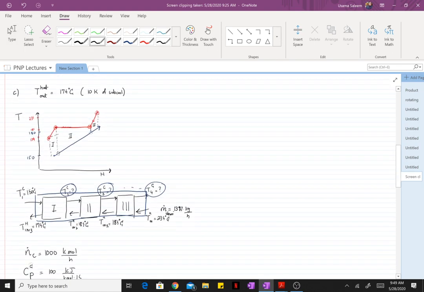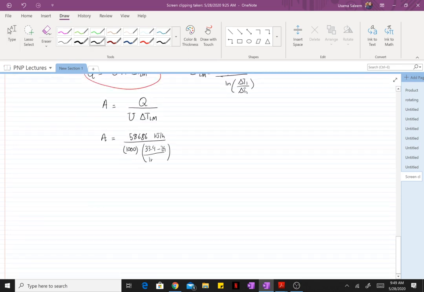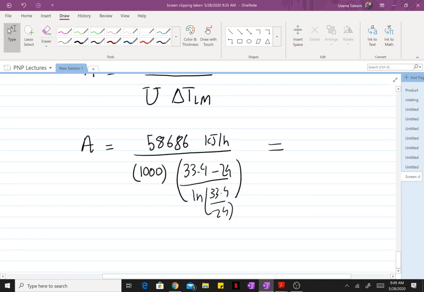minus the temperature difference on the other side, which is going to be 174 minus 150, 24, divided by the natural log of 33.4 over 24. And if you work out your units, you're gonna find out that the units of this entire term come out to be meter square. So plugging in the numbers in my calculator, the final area for the subcooled section comes out to be 2.06 meters squared.